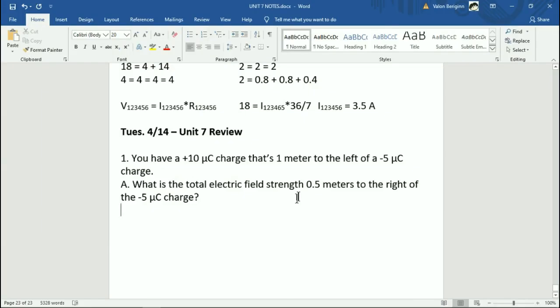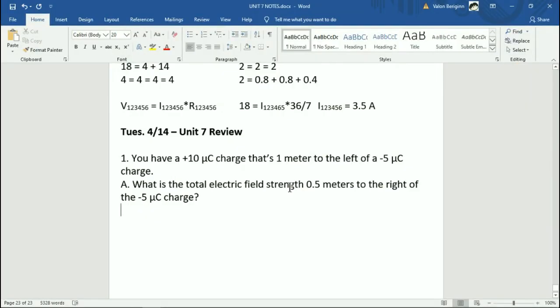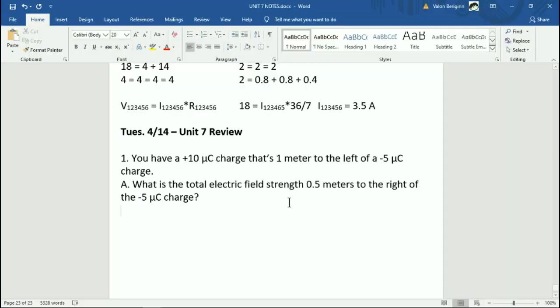I said they're 1 meter apart, right? Yeah, it's 1 meter to the left. You can see this lines up. That's 1 meter, so that lines up like that there. So I want the field strength that's half a meter to the right of the minus charge. So that's going to be here. Now again, this number is not going to be accurate because these numbers are not accurate either, but it gives you an idea. Let's see if we can solve this and see what we get.